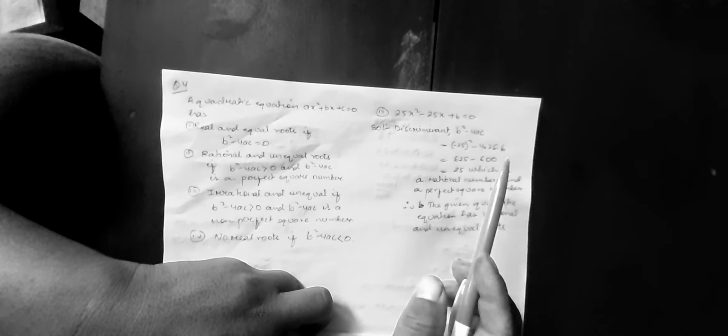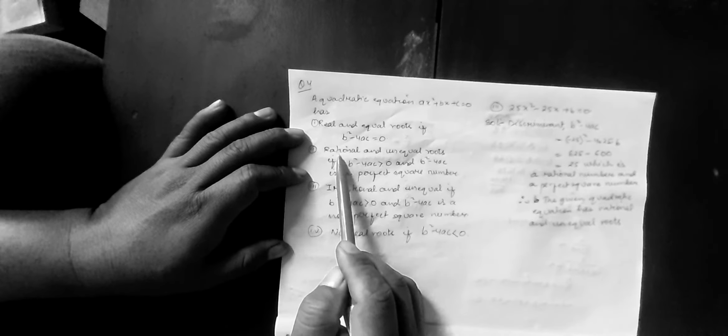After calculating this, we get 25. 25 is a perfect square number and it is greater than 0. So if you look at this, 25 is greater than 0 and 25 is a perfect square number. So it will have rational and unequal roots. Therefore, the given quadratic equation has rational and unequal roots.